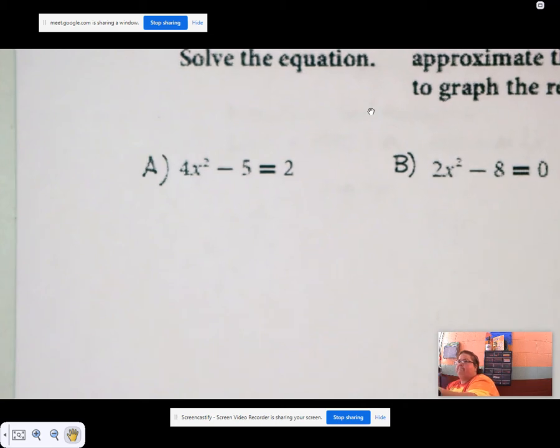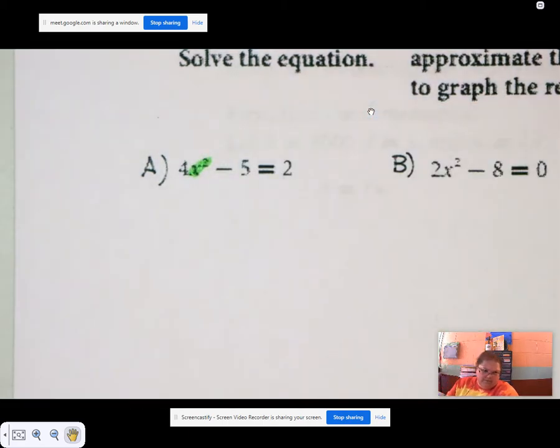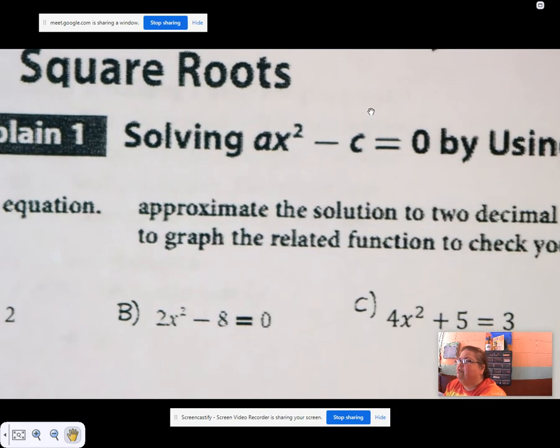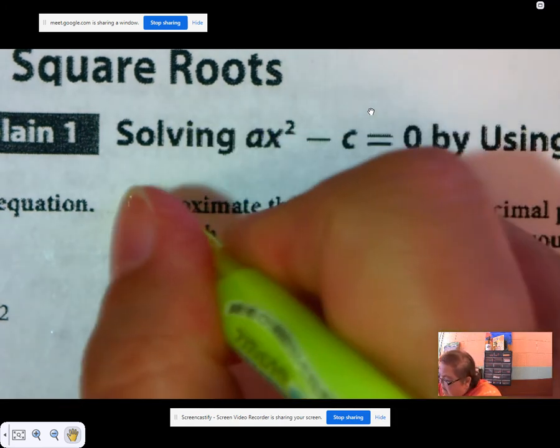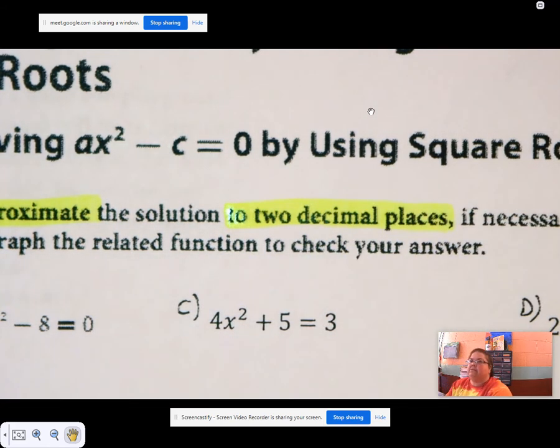All right, here we go. So 4x squared minus 5 equals 2. Keeping in mind that I am trying to isolate that x squared right there. I need it to be alone. And when I find the answer, in the directions, and this is what we're going to do all the way through, we're going to approximate the answer to 2 decimal places. So if you get a decimal in your answer, you're going to use 2 of those places. That's it.